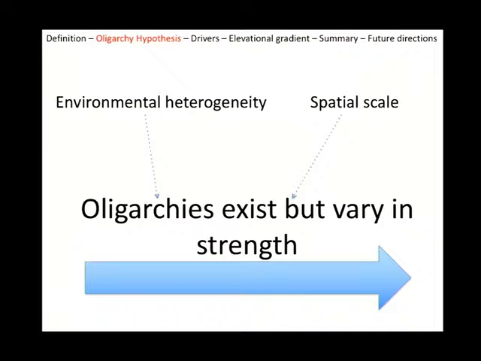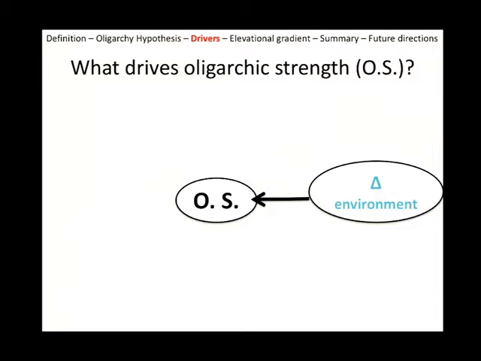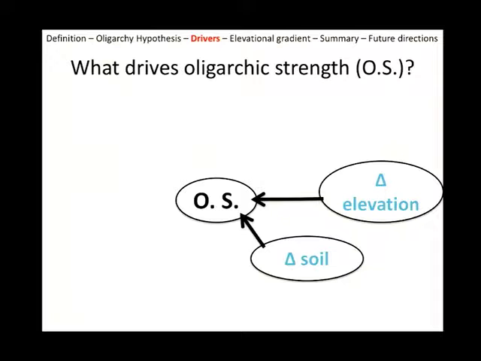And that is the motivation for the first study that I want to share with you, where we ask what are the drivers of the oligarchic strength. So environmental heterogeneity is expected to play a role. Heterogeneous environments would imply weaker oligarchic patterns. In the Amazon, the soil heterogeneity could be a major mechanism, but in other regions that encompass a broader elevational gradient, we expect also the elevational variability to influence the strength of the oligarchic pattern.